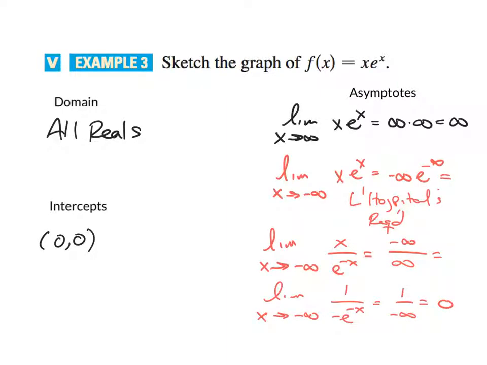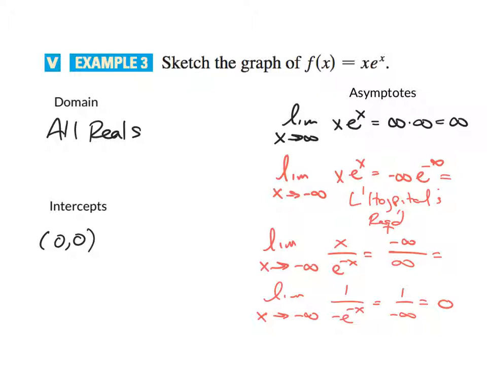Okay, so for the positive limit, that's quite straightforward. I have an infinity here, I have an infinity here. Infinity times infinity is infinity. So as we get really large in our graph, or more positive, it's just going to shoot off to infinity.